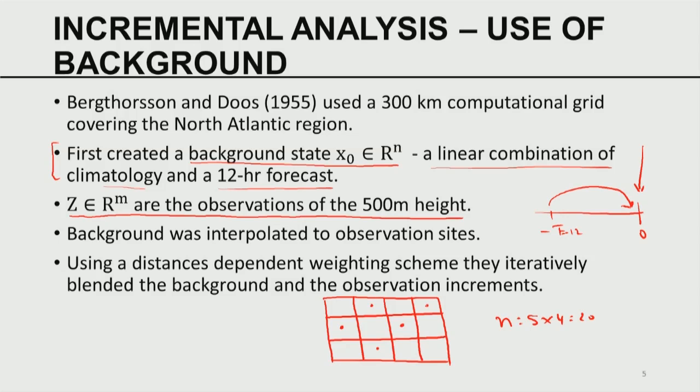So what did they do? They first built the background information on the grid. Then they interpolated this background information on the grid to the observation location. So at the observation location, they have the background information, which is obtained by interpolating the background information on the grid to the observation network. Then at the observation network, you conduct observations, and observations are made available. So that is the second piece of information that you have at the observation locations. So what are the observations here? The observations are essentially 500 millibar height. So they had an estimate of the 500 millibar height from the background information. They have the observation of the 500 millibar height from reality. They have already interpolated the background to the observation site. So at each observation site, they have two pieces of information.